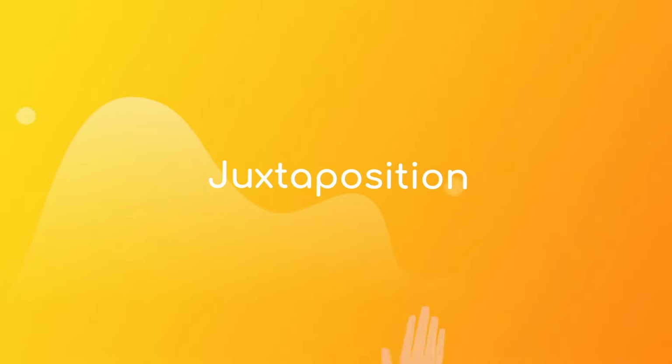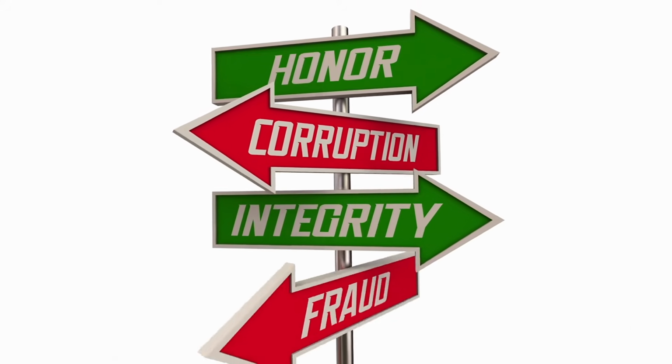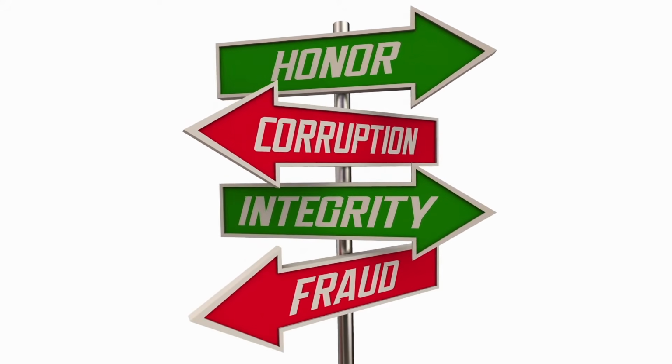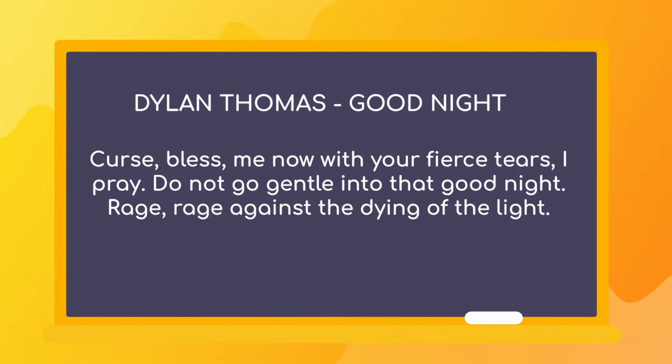Straight onto juxtaposition. Juxtaposition means to be beside or very near. It's when two contrasting ideas are placed closely together, such as light and darkness or life and death. The purpose of juxtaposition is to create tension or introduce a new idea through contrast.